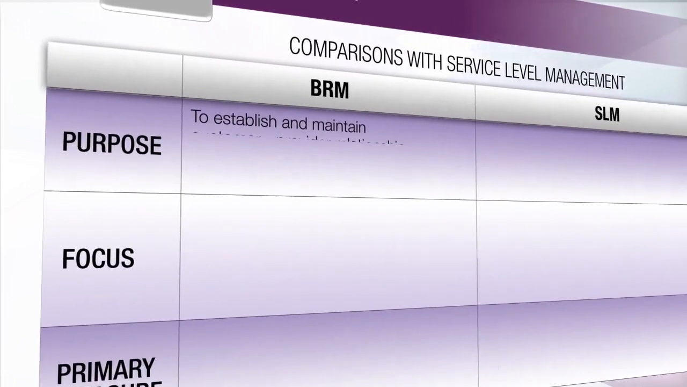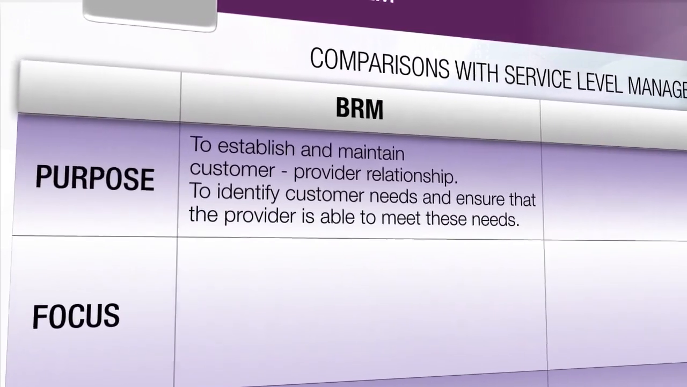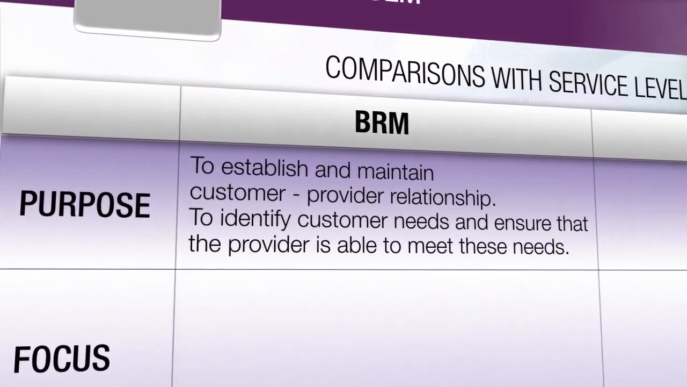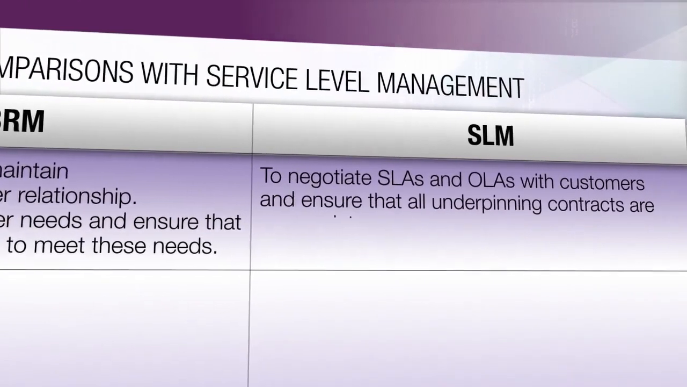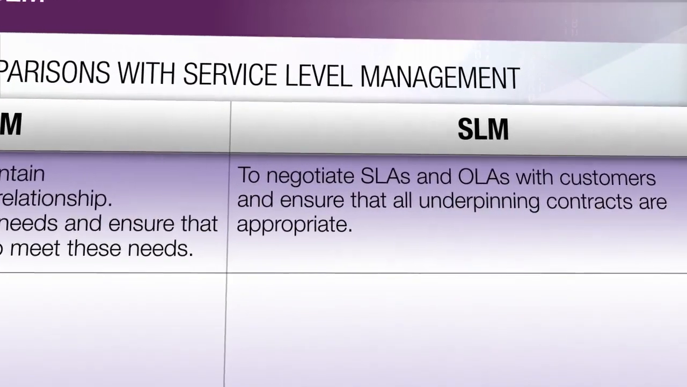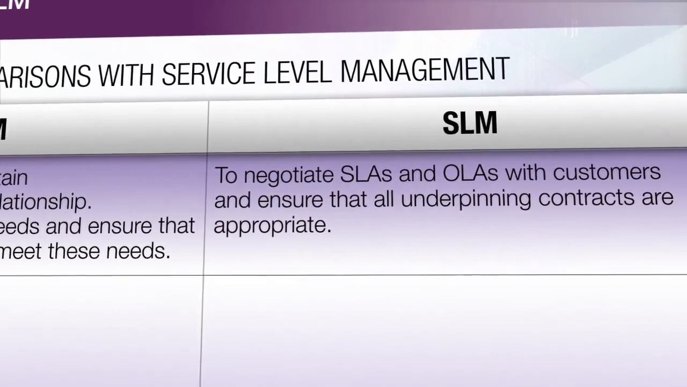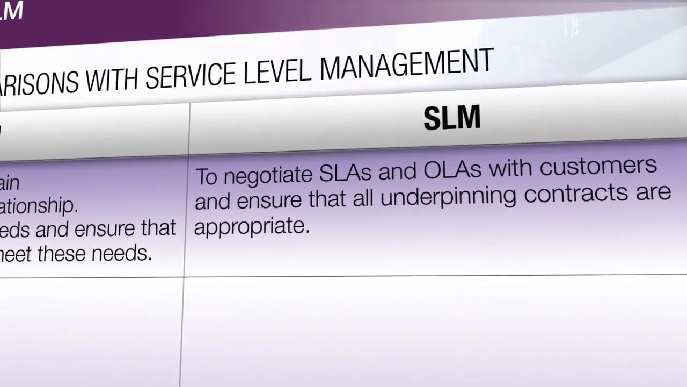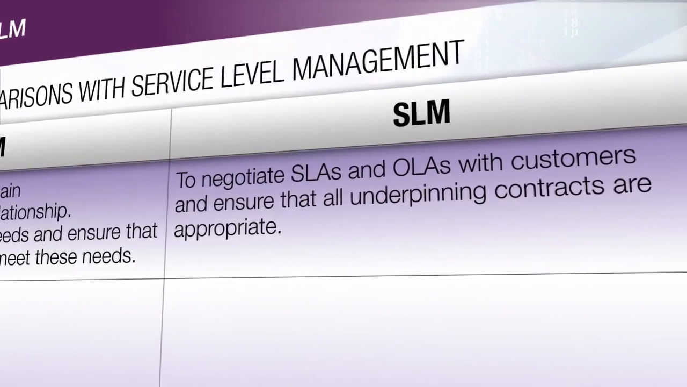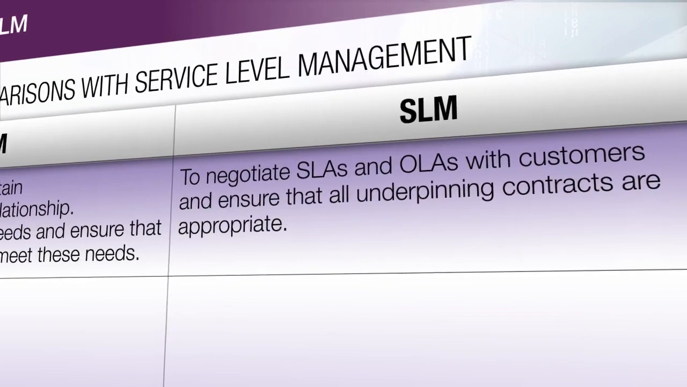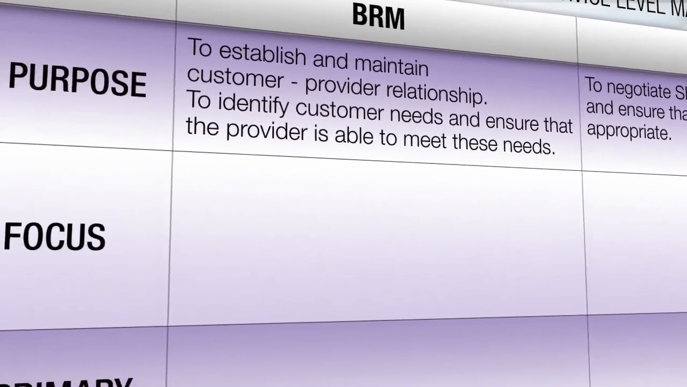Business relationship management seeks to establish and maintain customer-provider relationship and to identify customer needs and ensure that the provider is able to meet these needs. Service-level management, on the other hand, will respond to those needs by ensuring that SLAs and OLAs are negotiated with customers and ensuring that all underpinning contracts negotiated by supplier management are appropriate. Both have slightly different focuses.